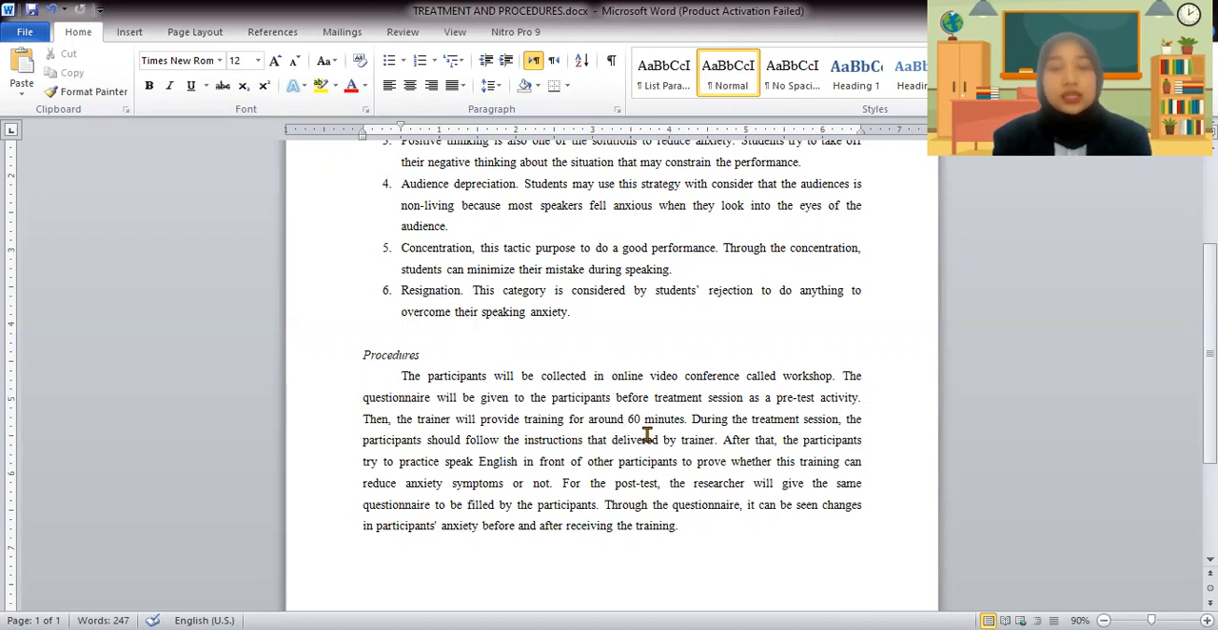For the post-test, the researcher will give the same questionnaire to be filled by participants. Through the questionnaire, it can be seen changes in participants' anxiety before and after receiving the training.